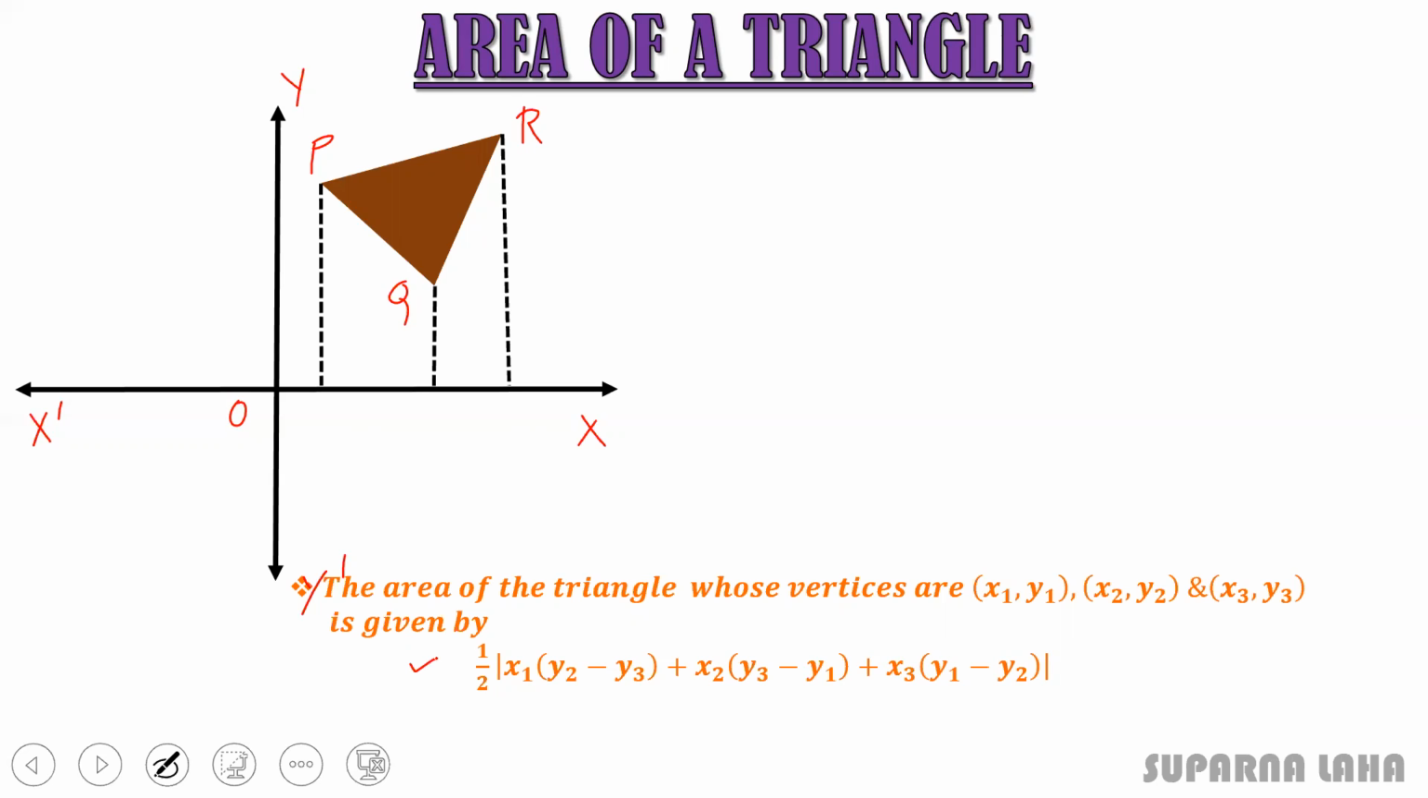expression, that is half into x1 into (y2 minus y3), x2 into (y3 minus y1), and then x3 into (y1 minus y2). So just add these terms and multiply by half, and this mod value, that is the absolute value of this expression, will be the area of this triangle PQR. You know how to find the area. You already know how to find this area.